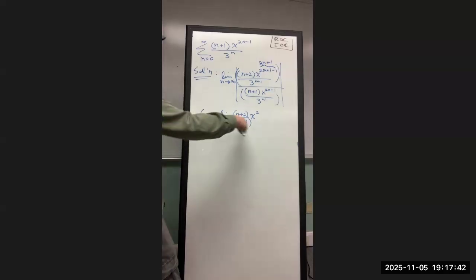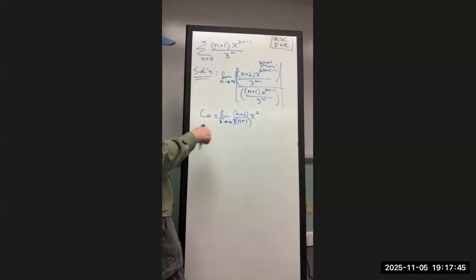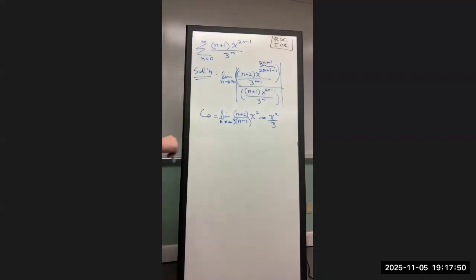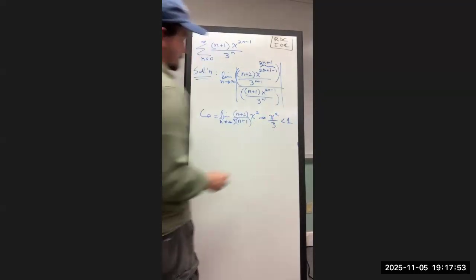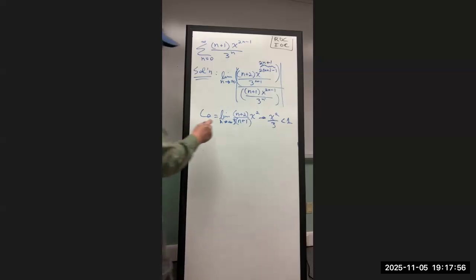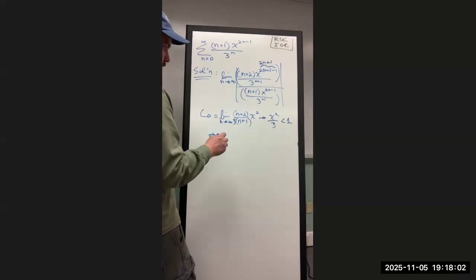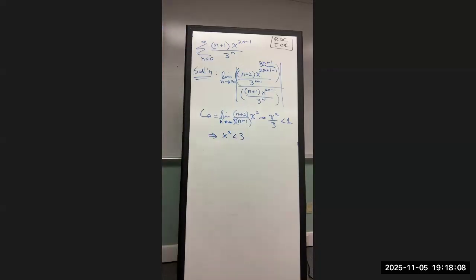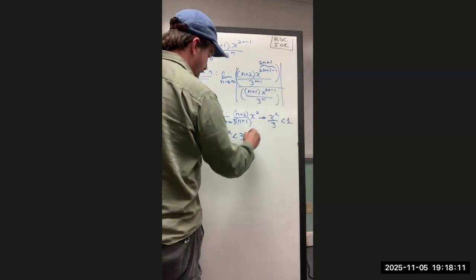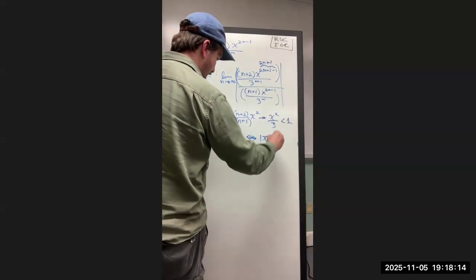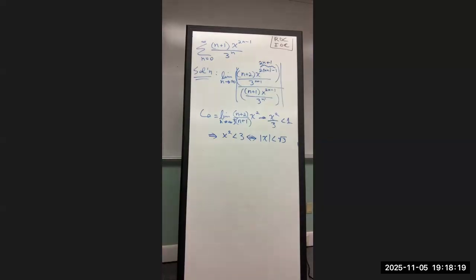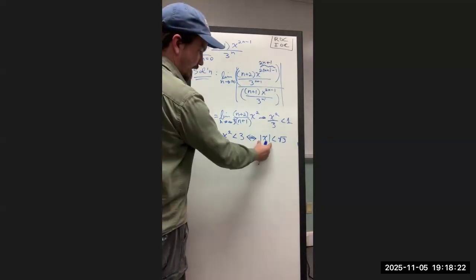And if we look at the limit here, we've got a rational polynomial, powers are the same, so that will converge to x squared over 3, and we know that this has to be strictly less than 1 in order to get convergence. So this would imply, we move that 3 over, the x squared has to be less than 3, which is equivalent to the absolute value of x being less than the square root of 3. Because when you take that square root of the square, you get absolute value, remember?